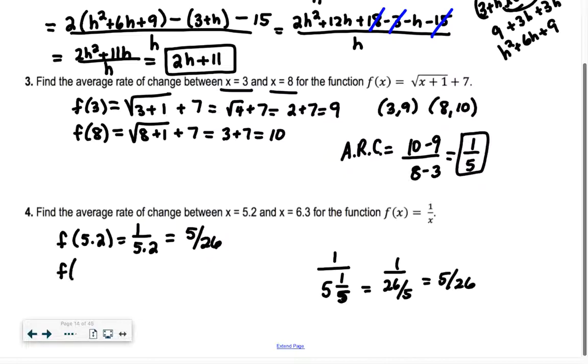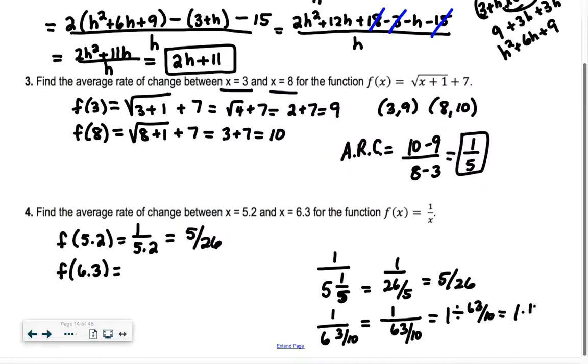All right, so how about f of 6.3? So go ahead and watch as I do the fraction method. So 6.3, what is that as a decimal or as a fraction? It's 6 3/10, right? How do we write 6 3/10 as an improper number? Remember, we do 6 times 10 plus 3, right? So 63 over 10. And 1 divided by 63 over 10 is the same as 1 times 10 over 63. So we get 10 over 63.